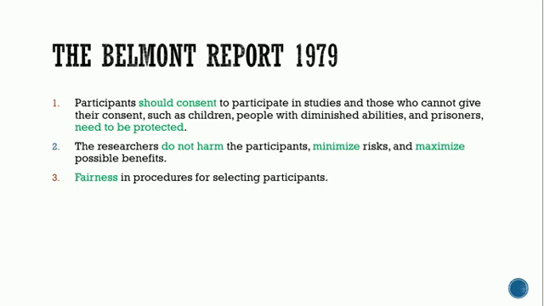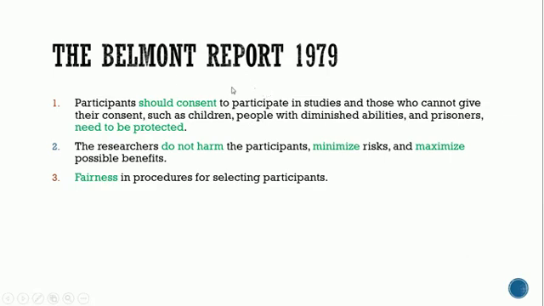In the Belmont report, researchers need to maintain certain principles while they are conducting research. Three of them I provide here. Participants should consent or agree to participate in studies, and those who cannot give their consent, such as children, people with diminished abilities, and prisoners, need to be protected. Second, the researchers do not harm the participants, minimize risks, and maximize possible benefits. And then the last, fairness in procedures for selecting participants. I will explain one by one.